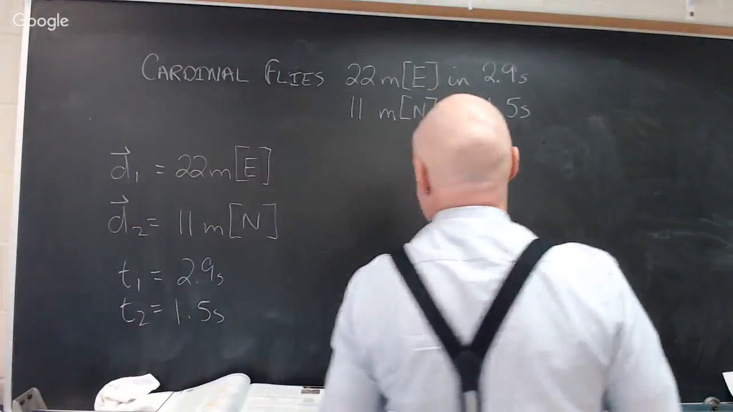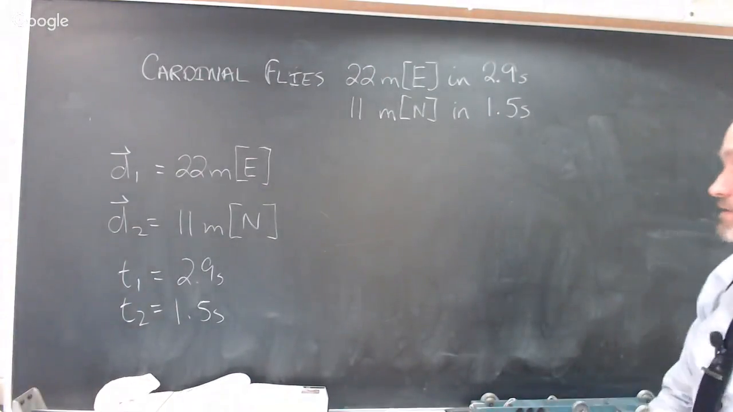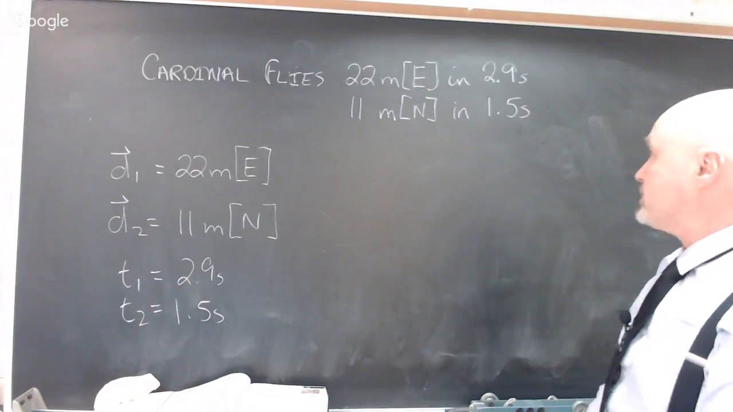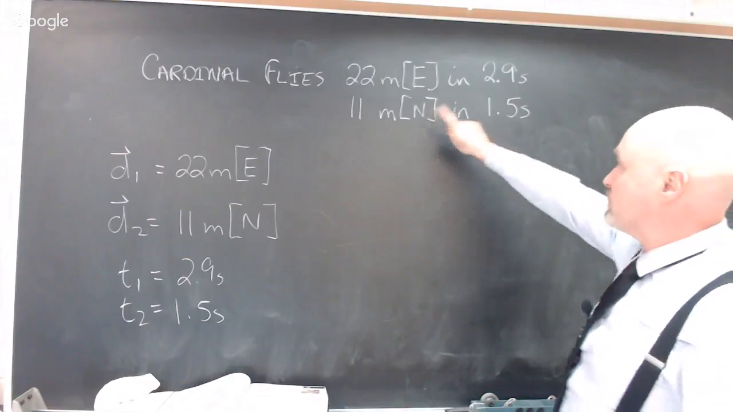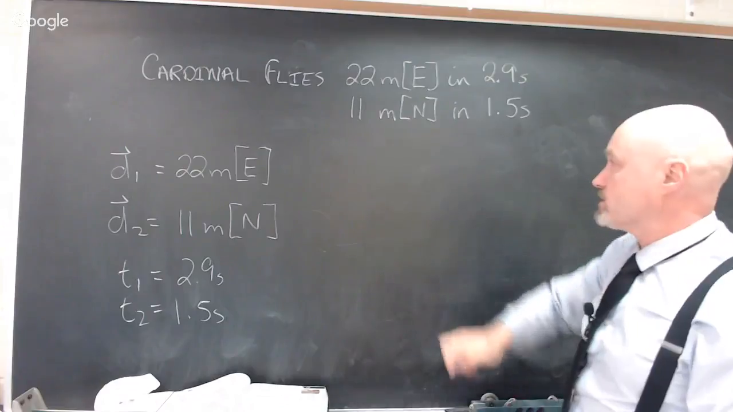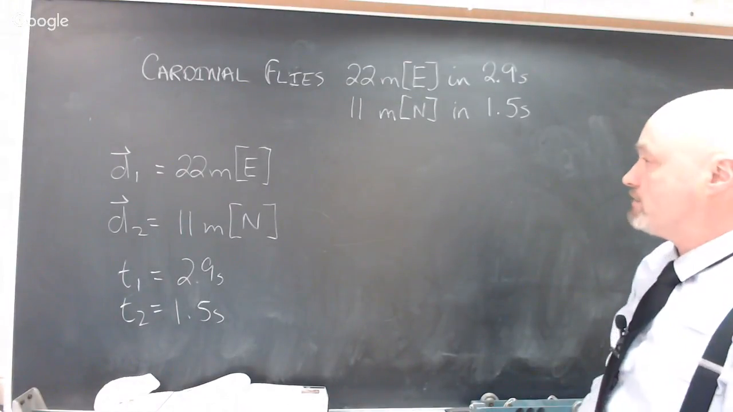Okay, so this is question 1C from last night's homework. It's about a cardinal who flies 22 meters east, lands on a post. That 22 meters is covered in 2.9 seconds, and then willy-nilly decides to go 11 meters north in 1.5 seconds.